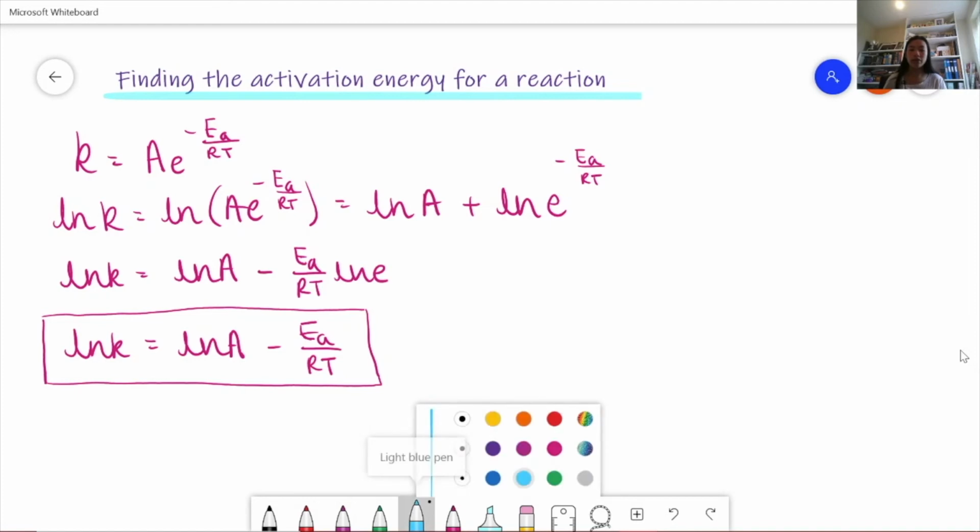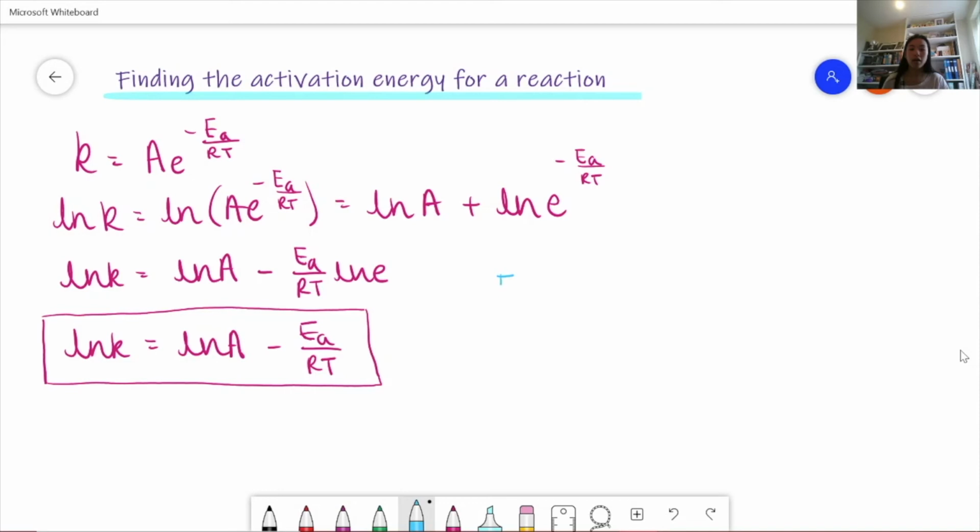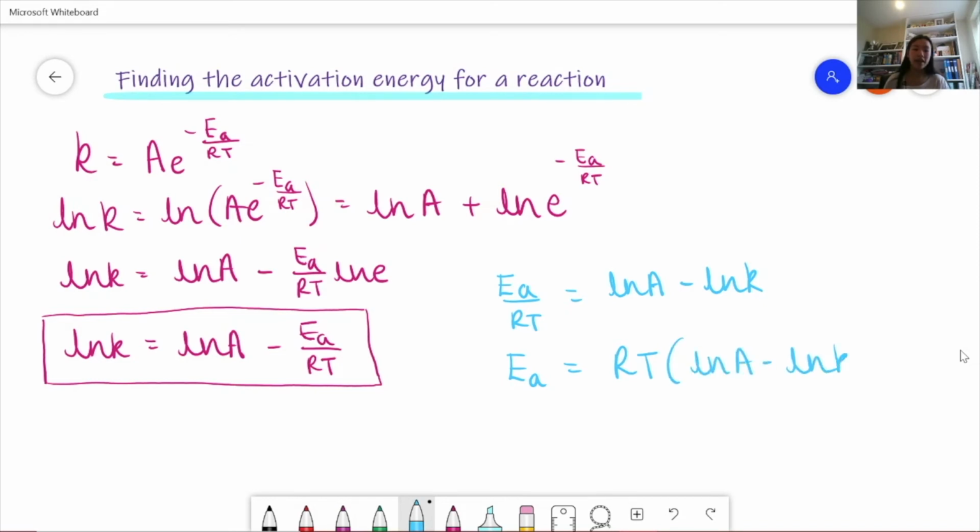And so what we do is we can do Ea over RT is equal to ln A minus ln K. And so the activation energy is equal to R multiplied by T multiplied by ln A minus ln K. And that's the formula we have for the activation energy. So then what you can do is plug in all the numbers you have to find the activation energy.